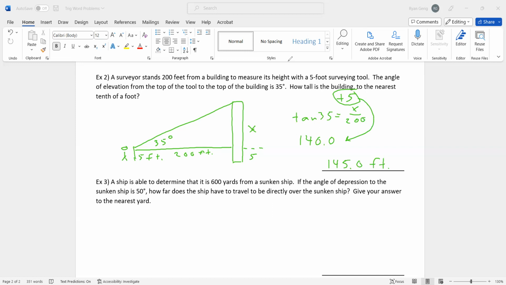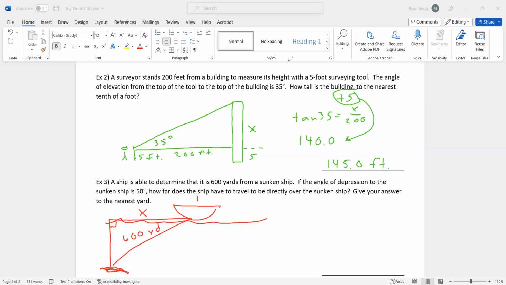Okay. Example 3. A ship is able to determine that it is 600 yards from a sunken ship. So this time, we've got water up here. We've got a ship. It's 600 yards from a sunken ship. So something down here crashed, right? We are 600 yards away. Direct line. If the angle of depression to the sunken ship is 50 degrees, how far does the ship have to travel to be directly over the sunken ship? So we want to know how far it has to travel to be directly over it.